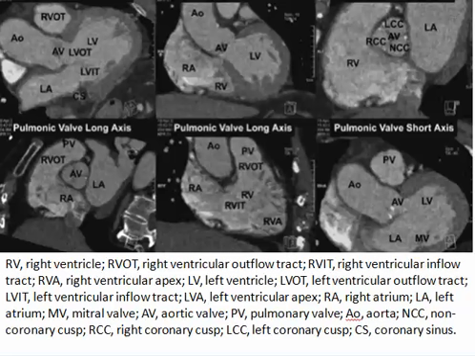On the left is the aortic valve long axis, in the middle is the aortic valve long axis, while on the right is the aortic valve short axis. The second row down is the pulmonary valve long axis, and finally on the right the short axis.